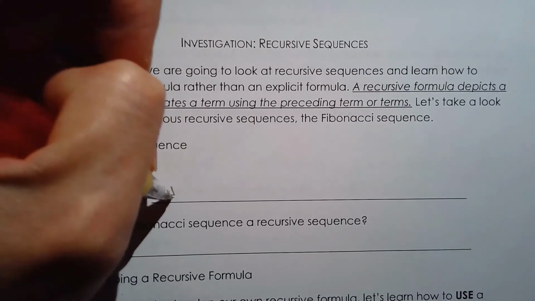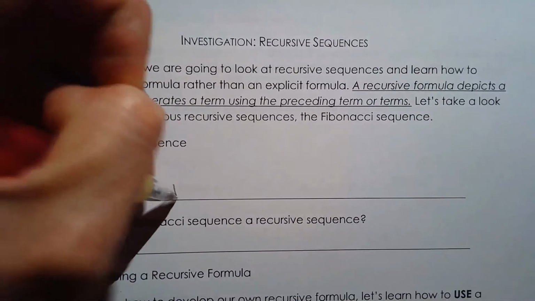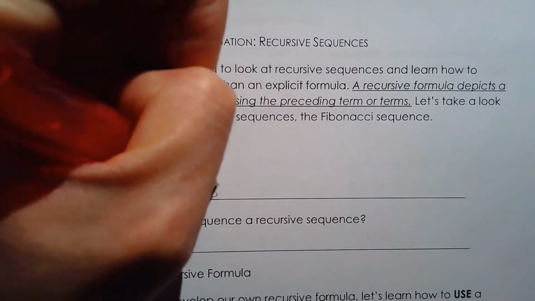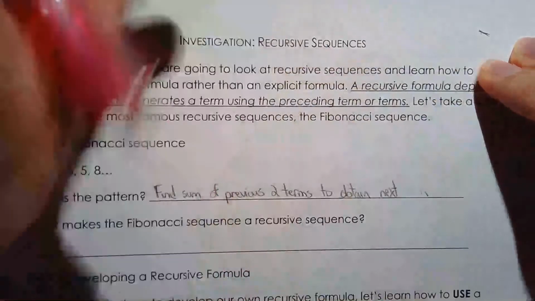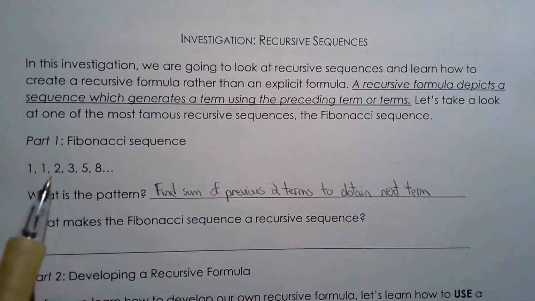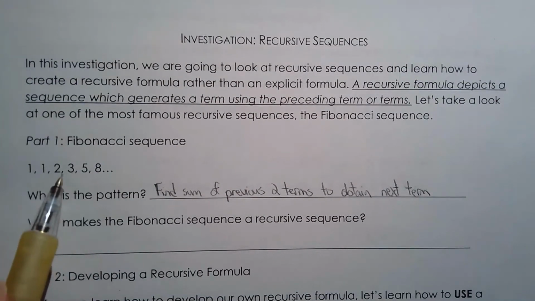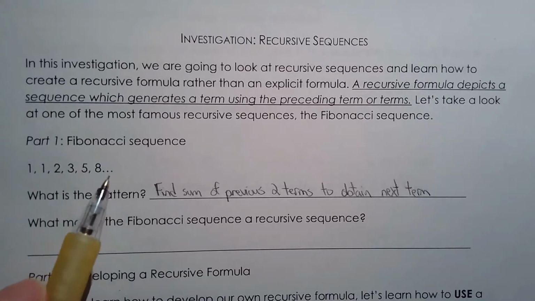you could find the sum of the previous two terms to obtain the next term. So 1 plus 1 is 2, 1 plus 2 is 3, 2 plus 3 is 5, 3 plus 5 is 8. So the next term of the Fibonacci sequence is 13.